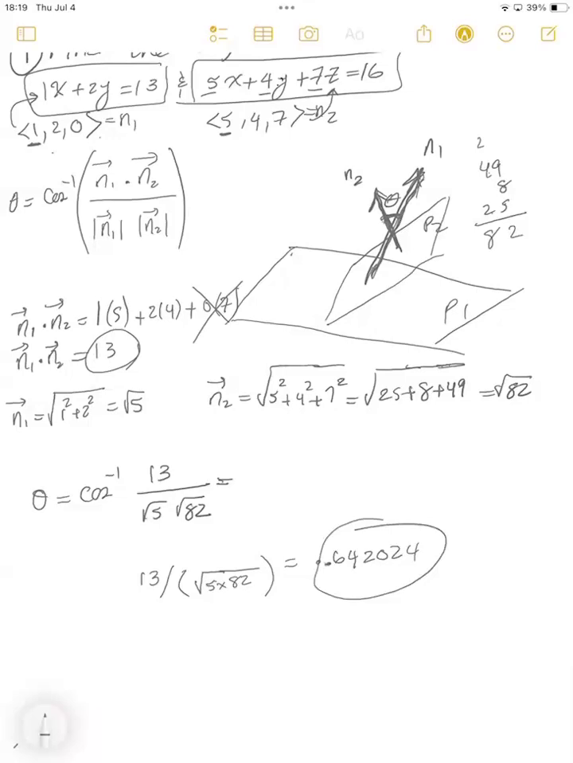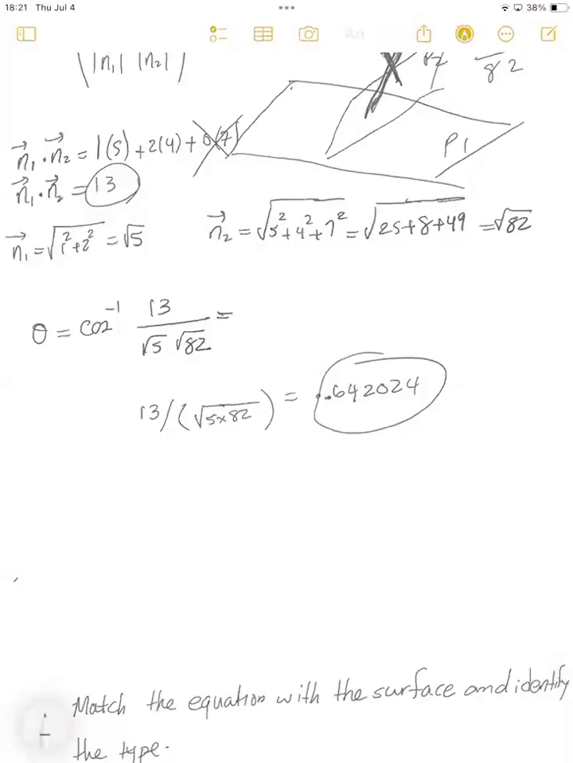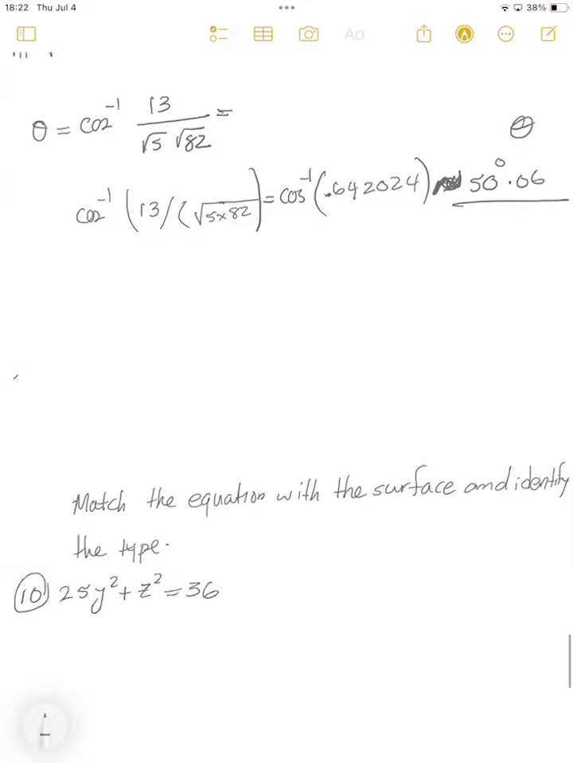I don't know how to use this calculator to find the inverse cosine. So I am trying to find that. So now I find the cosine inverse of, let me just clean this up a little, inverse cosine of that. And I'm getting 50 degrees, 0.06 rounded to 2 decimal points. That's what I'm getting about. That's the angle between the two planes in degrees.